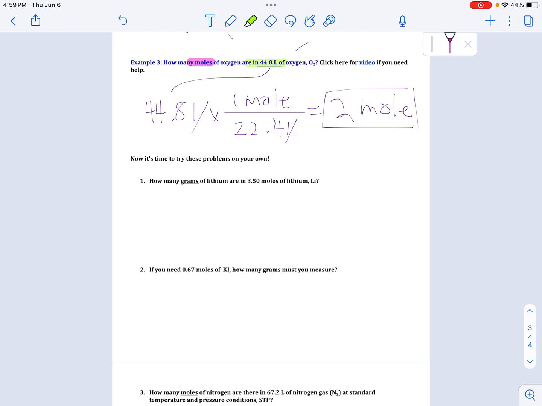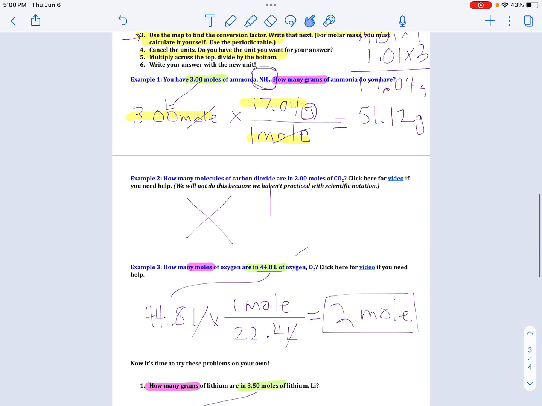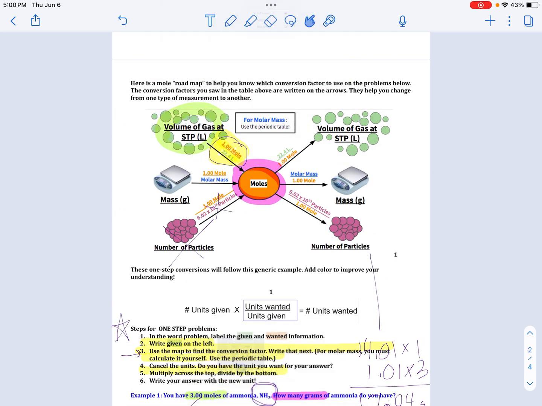How many grams of lithium are in 3.5 moles of lithium? I have a number here and a unit, 3.5 moles. That's my given. And then my wanted, this time, how many grams? So I'm going to write my given to the left. And I know there's going to be a fraction. Now I'm going to look at the mole map, and I'm starting in moles.